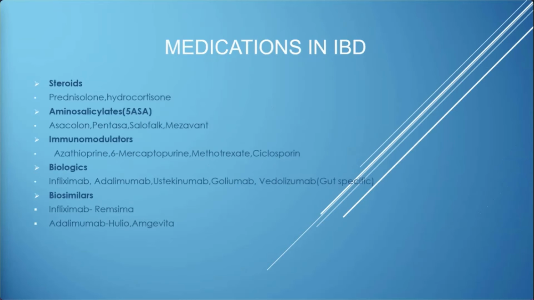Immunomodulators: azathioprine, 6-MP, methotrexate or cyclosporin, not really used nowadays. Biologics such as infliximab, adalimumab, ustekinumab, golimumab, vedolizumab, which is a new gut-specific biologic. And then in the new era of biosimilars, we use Remsima, Hulio, and Amjevita.